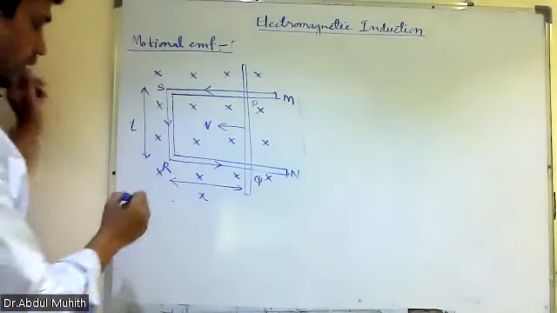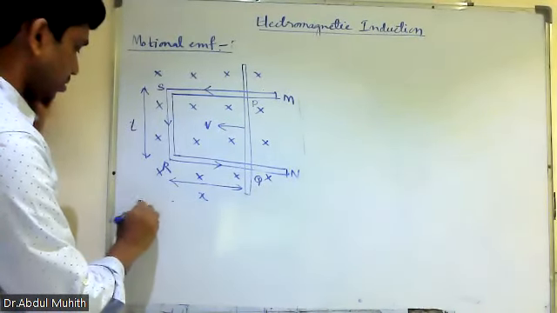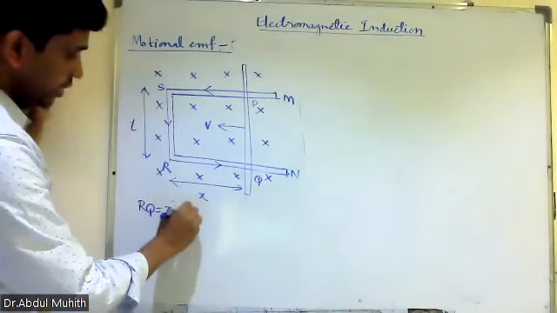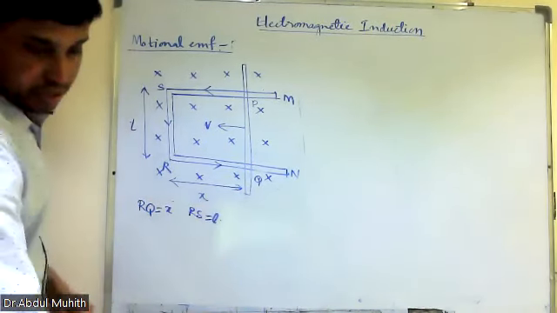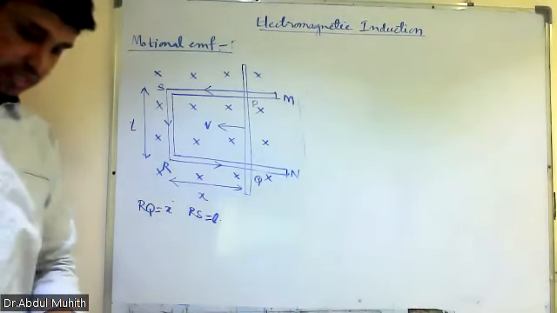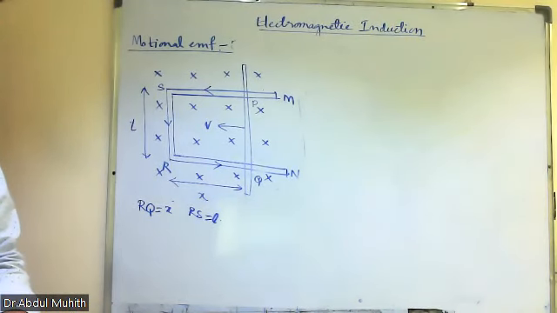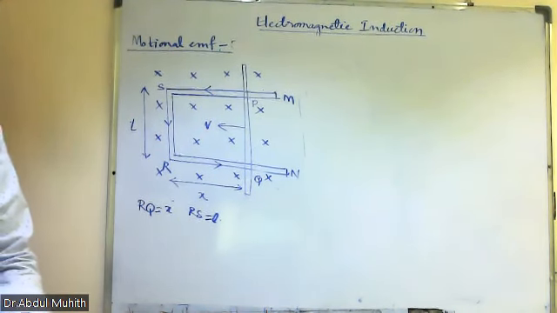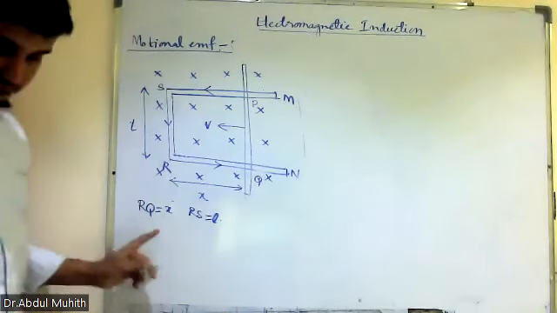Cross derivation, what is that? RQ is equal to what? RQ is equal to X and RS is equal to L. Okay. RQ is equal to S, RS is equal to L.